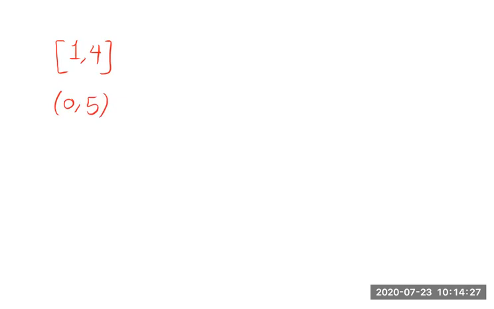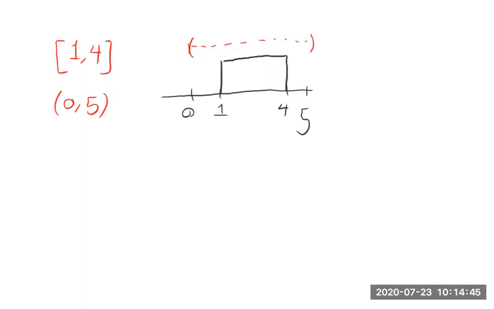So let's look at the real line. 0, 1, 4, 5. X should be in this area, and X should also be in this area. But it should be in these two areas at the same time, which simply means X should be in this area. Again, the intersection of these two sets is 1 to 4. So this is the domain of the second component.